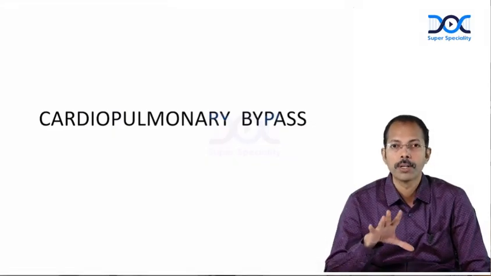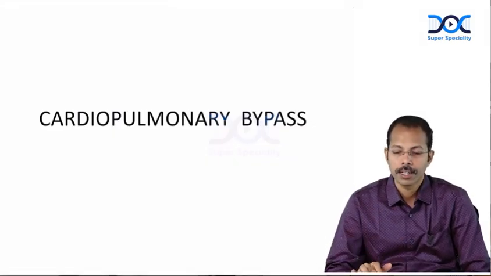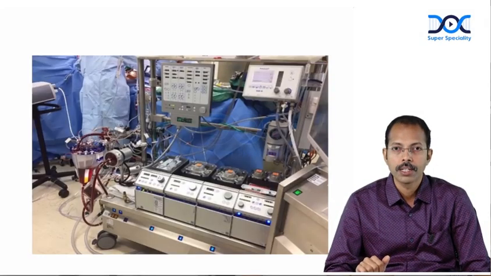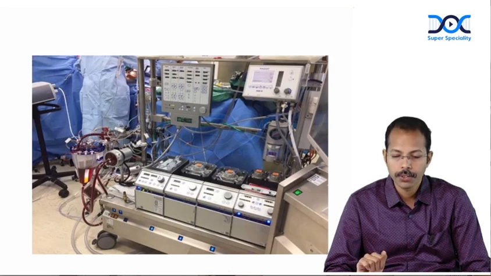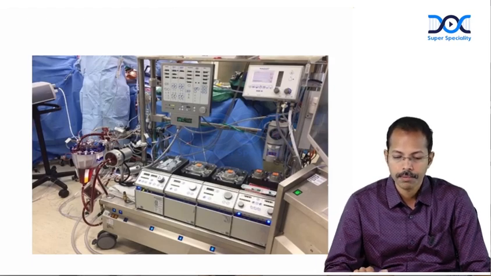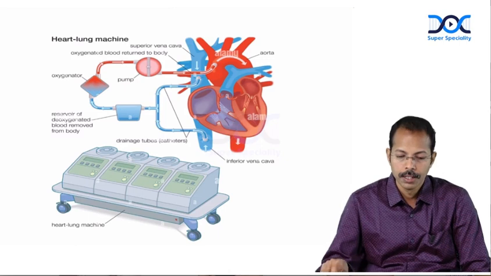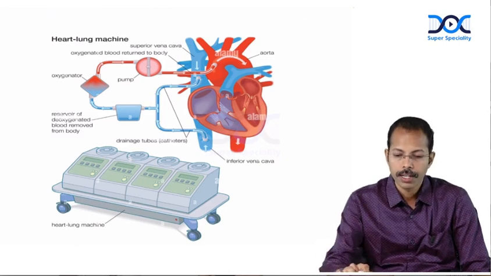Next, the cardiopulmonary bypass, the heart lung machine, in other words. So this is the heart lung machine. As you people could have seen this in your cardiothoracic theater in your general surgery posting. So this is the typical heart lung machine, right? So what is the mechanism of the heart lung machine?